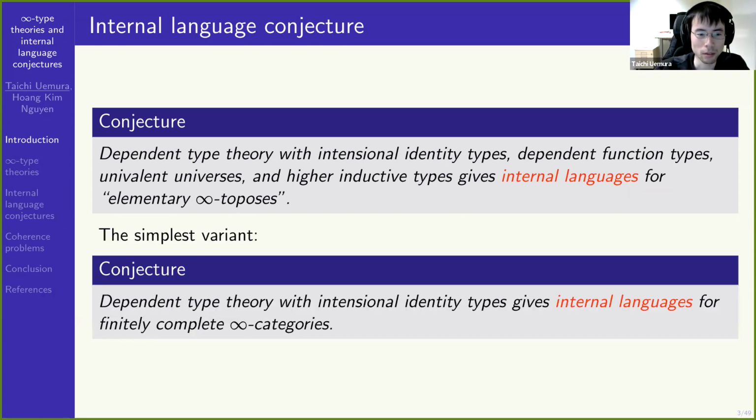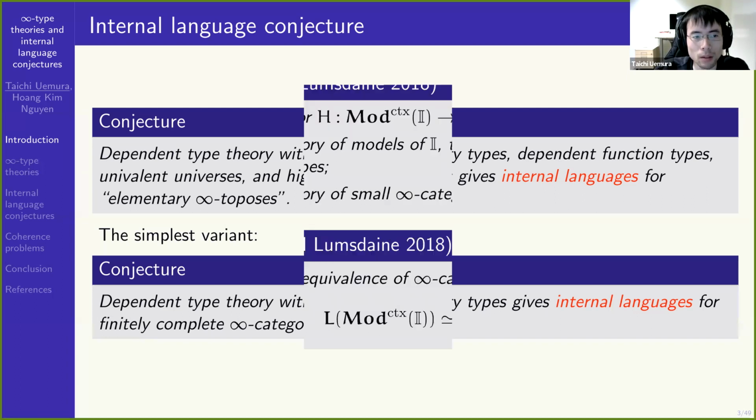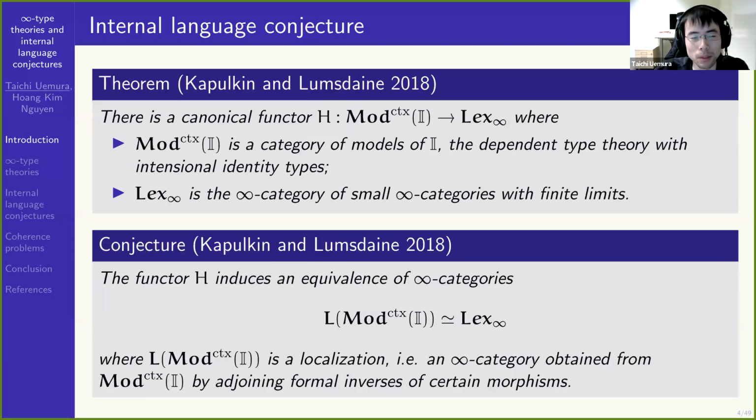So it is nice to begin with a much simpler version of that conjecture. I think the simplest one is like this: dependent type theory with intensional identity types gives the internal languages for finitely complete infinity categories. And the first step is to make a precise formulation of this conjecture.